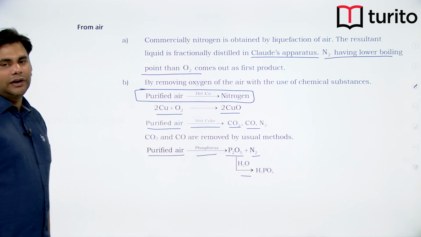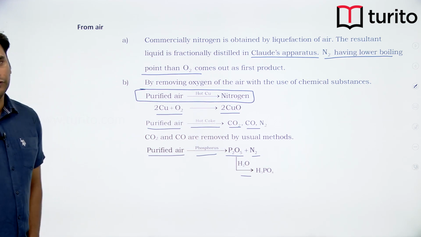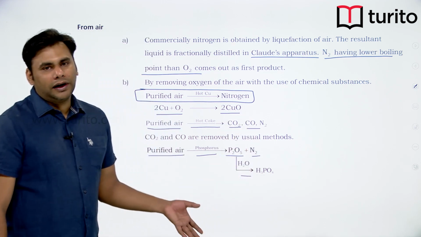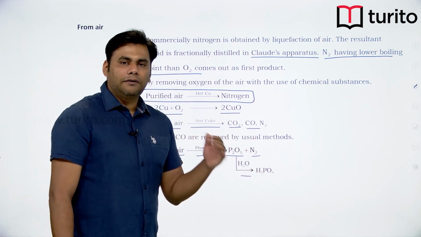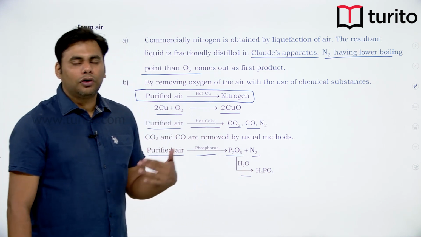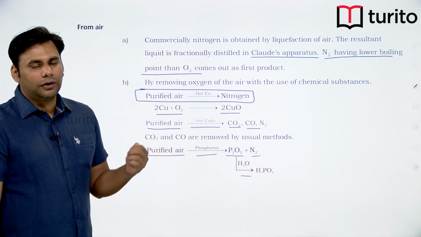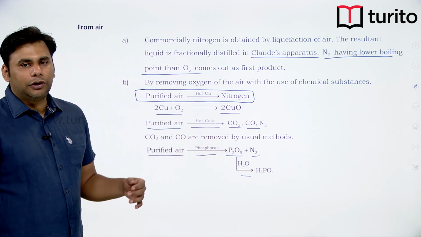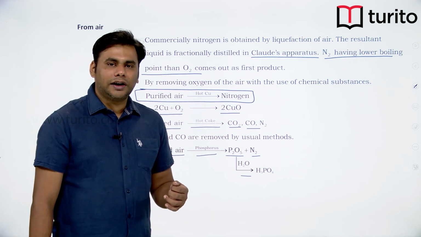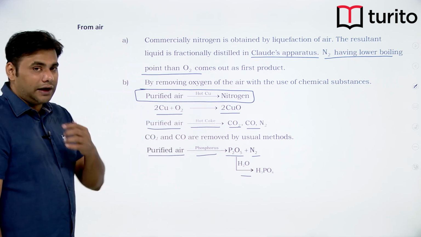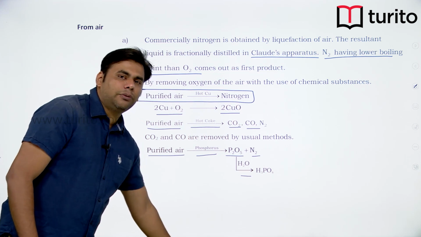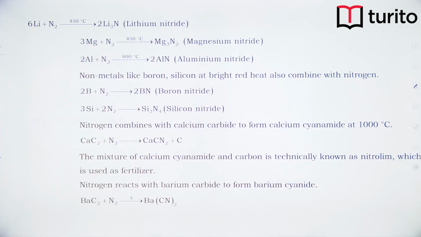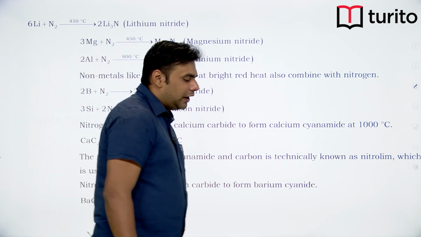P2O5 is an acidic oxide, it will react with water and form H3PO4, and in this way we will be getting N2. So N2 can be obtained commercially from air. We have to react the purified air with copper, copper will remove oxygen, or heat the purified air with phosphorus, phosphorus will remove the oxygen as P2O5, which further reacts with water and gets converted into H3PO4. Similarly, we can react with hot coke, the oxygen present in the purified air will form CO and CO2.